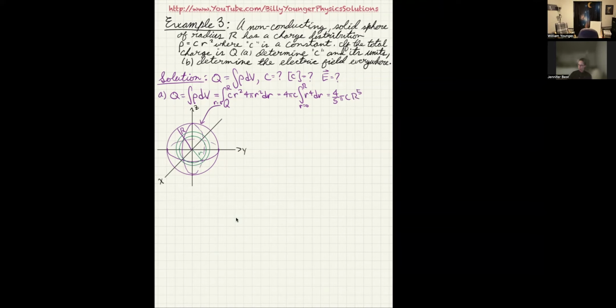Now, since that's equal to Q, we say Q is equal to 4/5 pi c R to the fifth, which means C, which is what we're looking for, is actually equal to 5Q over 4 pi R to the fifth. So from that, you can see also that the units of C must be, any idea on that one, Jen? What the units of C would be?